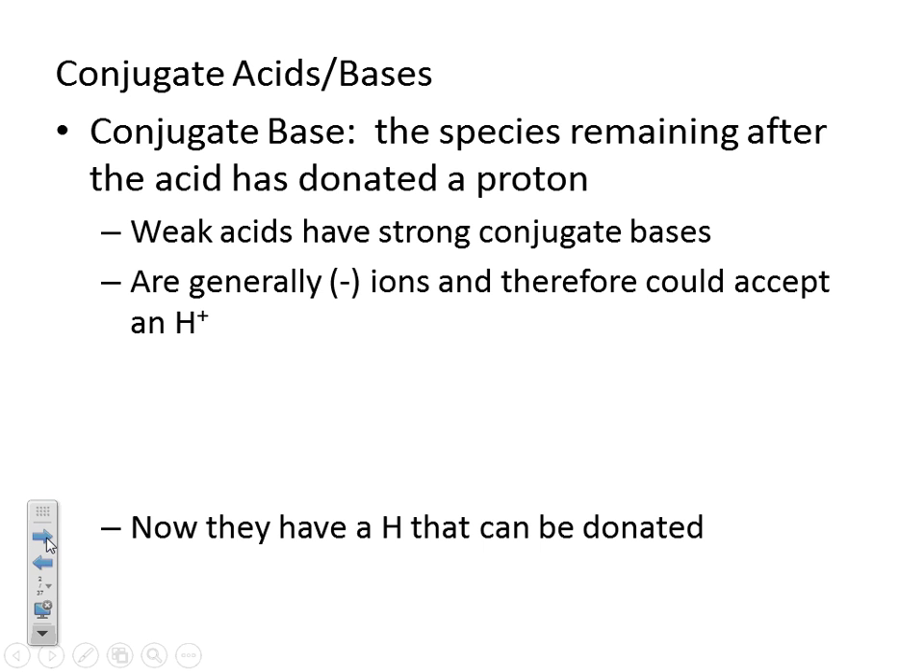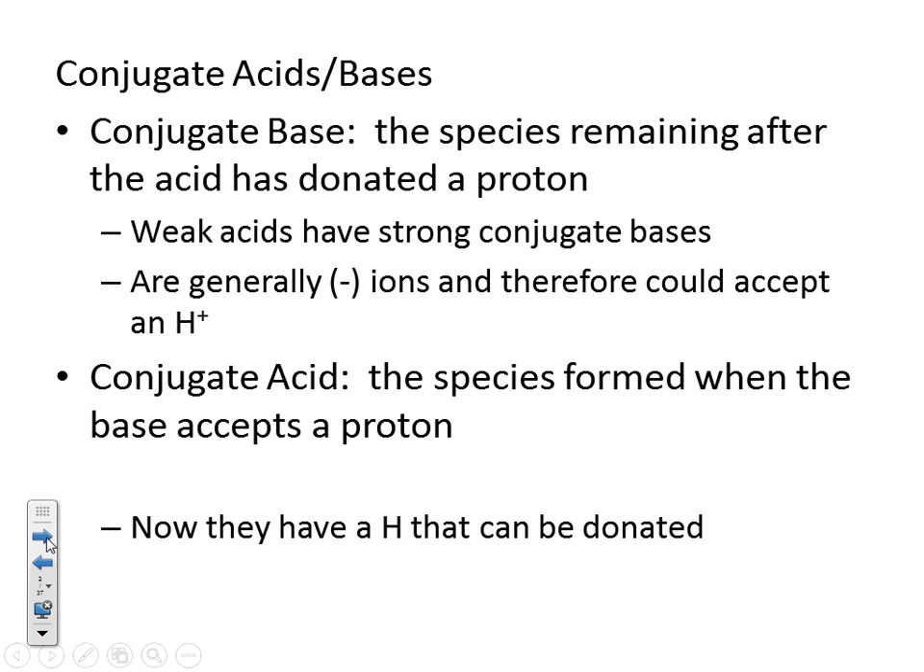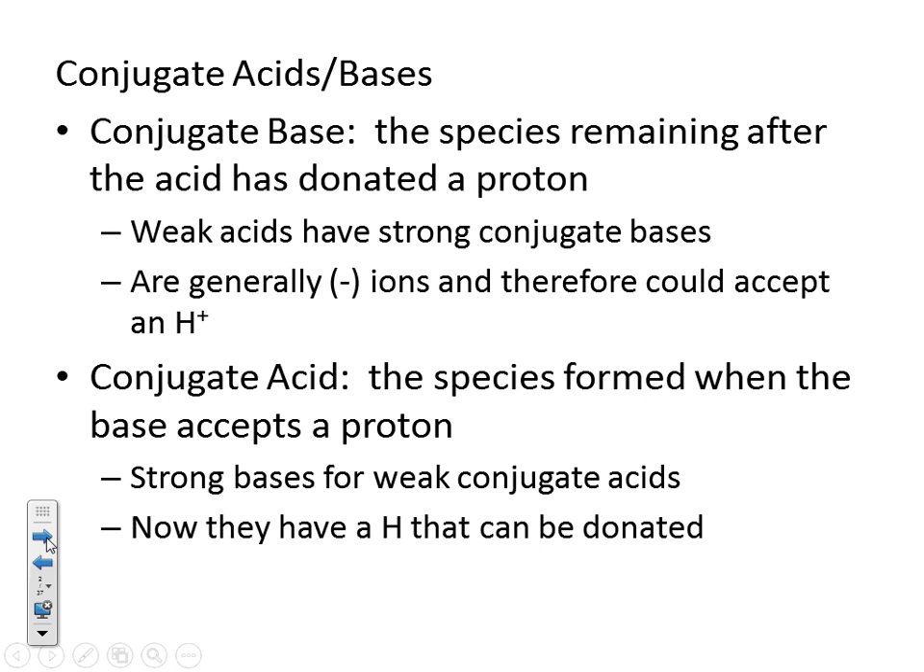So conjugate bases are generally negative ions, and therefore have the ability to accept a hydrogen, which is why we call them a base. So it really just depends on how strong the acid that it is with is, whether it's going to take that hydrogen or not. And then, of course, conjugate acids are the species formed after that proton is accepted. So once that base accepts a proton, now it has this hydrogen ion or proton that it can give away. And again, strong forms weak.